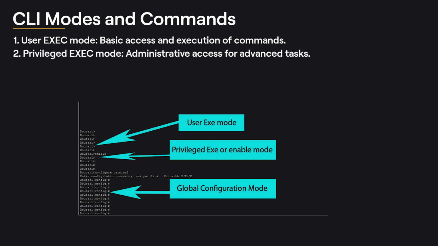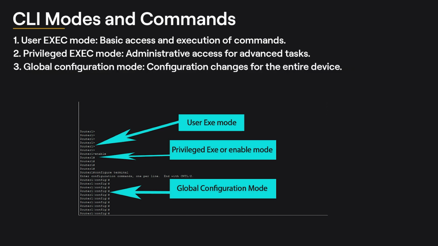2. Privileged exec mode, router hash. Now, let's say you want to have more control over the router and perform advanced tasks. To do this, you need to enter the privileged exec mode. You can do this by using the enable command from the user exec mode. Once you're in this mode, the prompt changes to router hash. Think of it as gaining administrative access to the router.